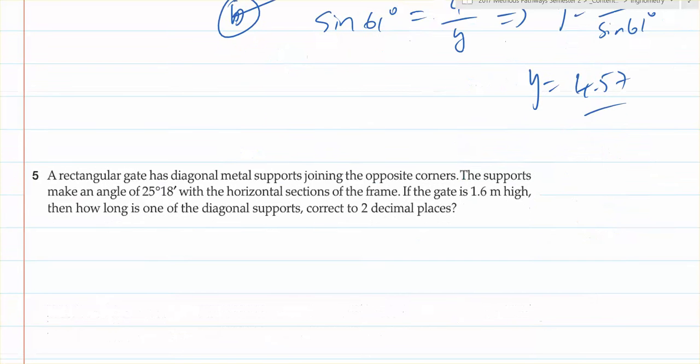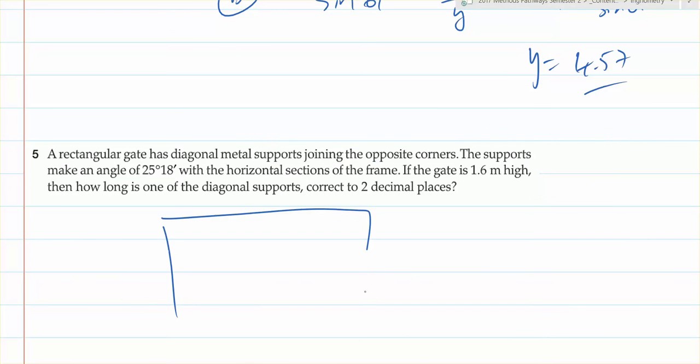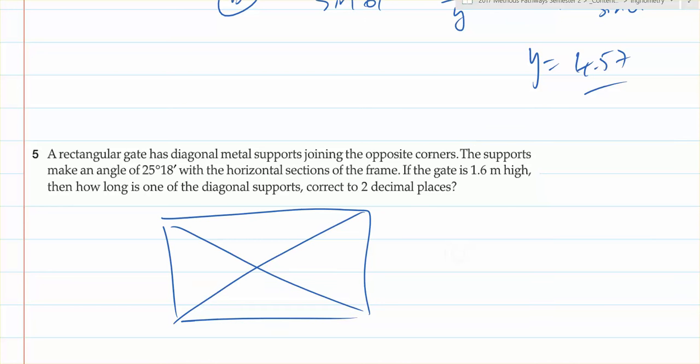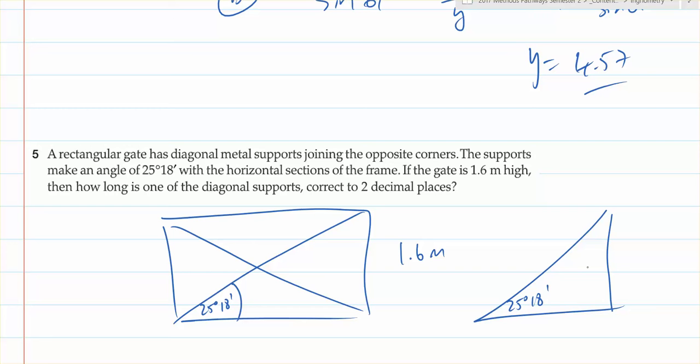I'll quickly go over question 5. A rectangular gate has diagonal metal supports, so it has diagonal metal supports on the opposite corners. The supports make an angle of 25 degrees 18 minutes. So this is the horizontal, 25 degrees 18 minutes here. If the gate is 1.6 meters high, how long is the diagonal support? So basically, if you redraw the triangle, it's asking you this scenario. How long is it? So that's your x.